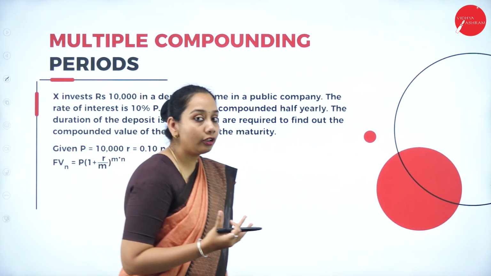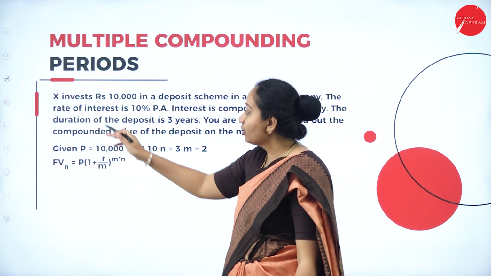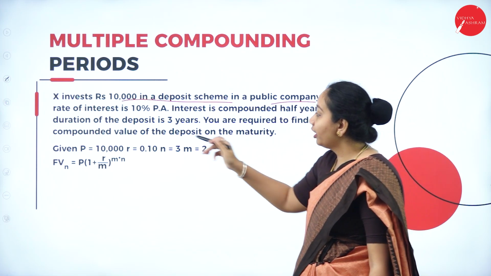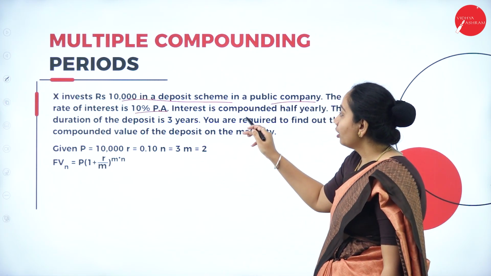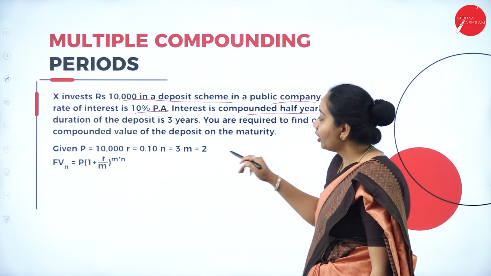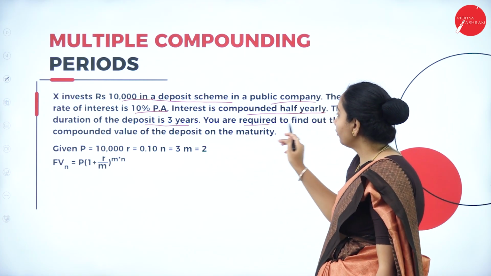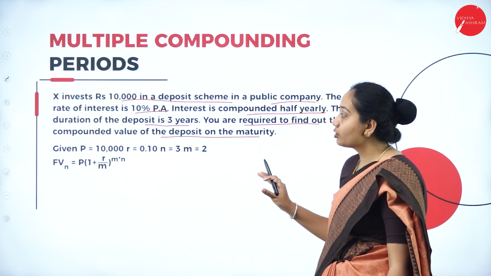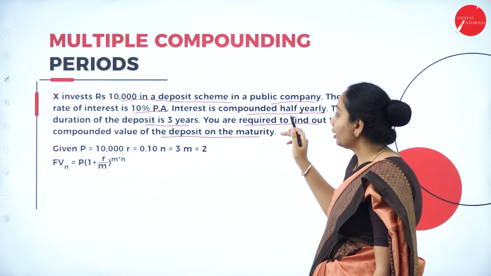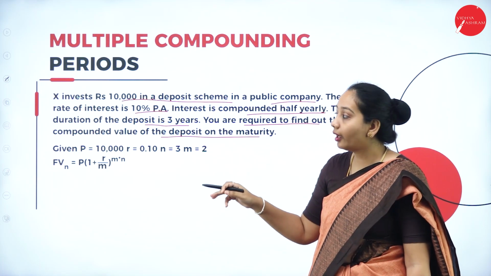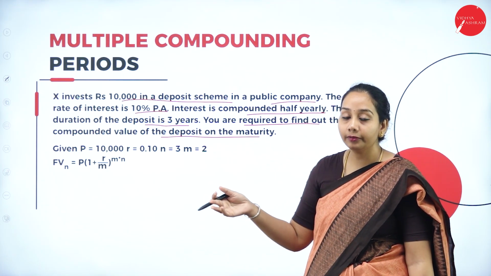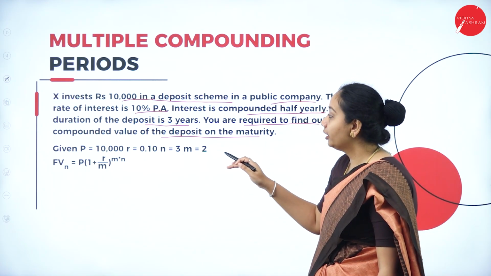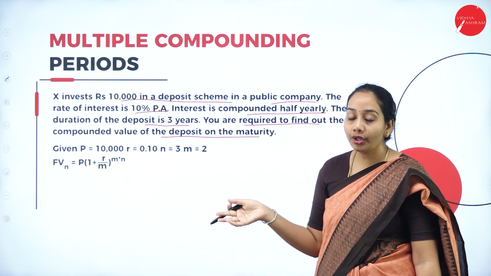Next question. Multiple compounding techniques we are going to do with the next question. X invests rupees 10,000 in a deposit scheme in a public company. The rate of interest is 10% per annum. Interest is compounded half yearly. The duration of the deposit is 3 years. So you are required to find the compounded value of the deposit on maturity. The interest has been calculated half yearly, for every 6 months. So that means M will be 2 times.